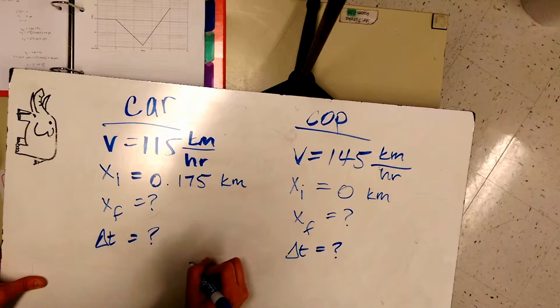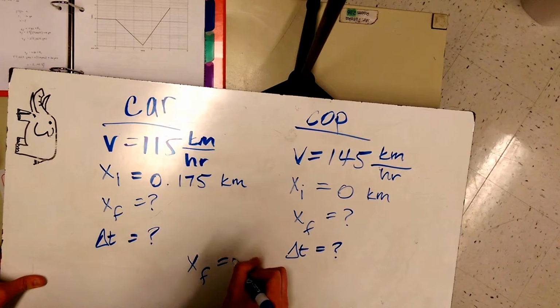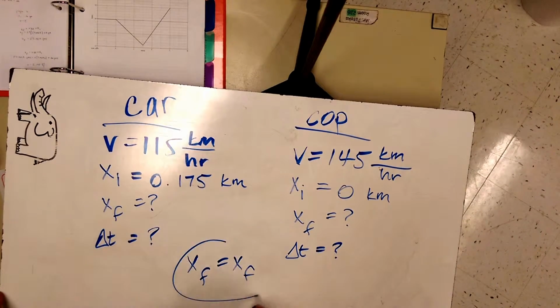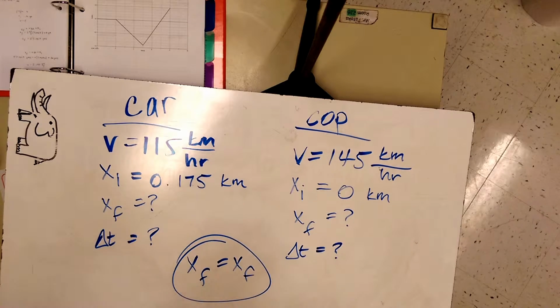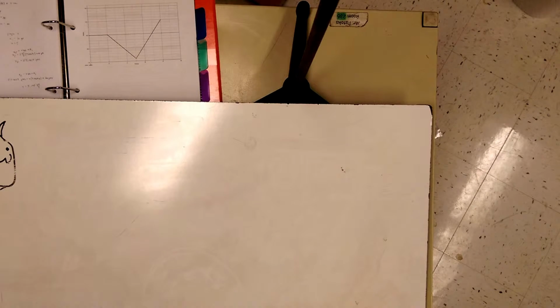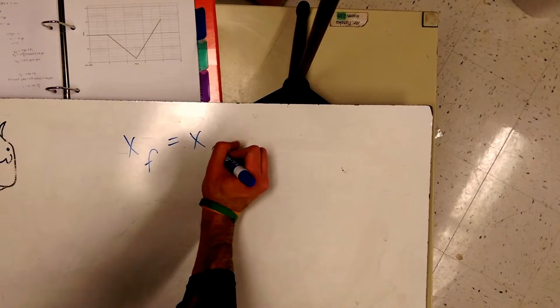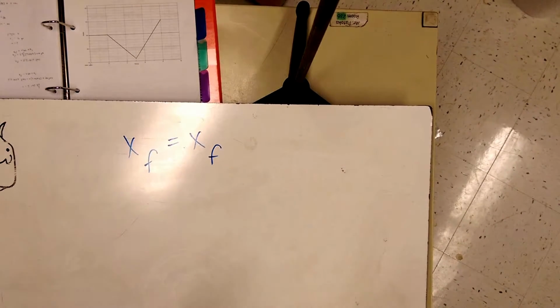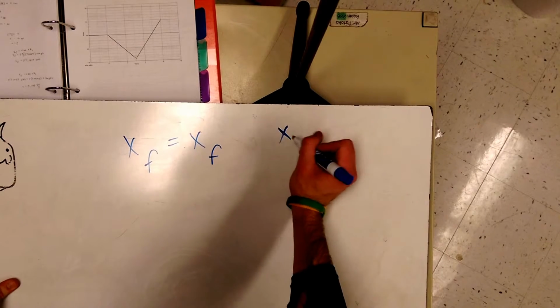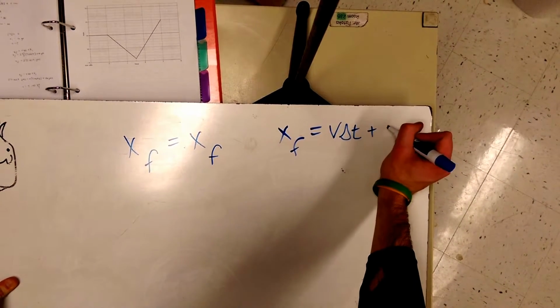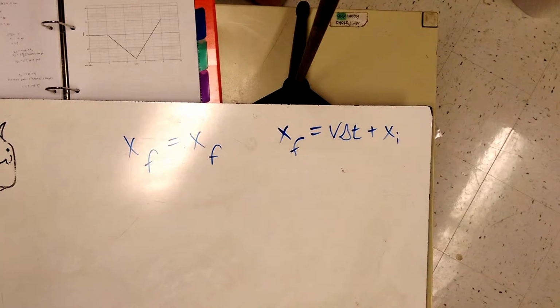So in this case, we can say that that is true. This is a huge sticking point for helping us solve this problem. Remember that at some point in time, the cop has to overtake the speeder, and they're going to be at the same position at the end of the problem. We also have a distinct formula for that. We know that x final equals our velocity times a change in time plus an initial position.